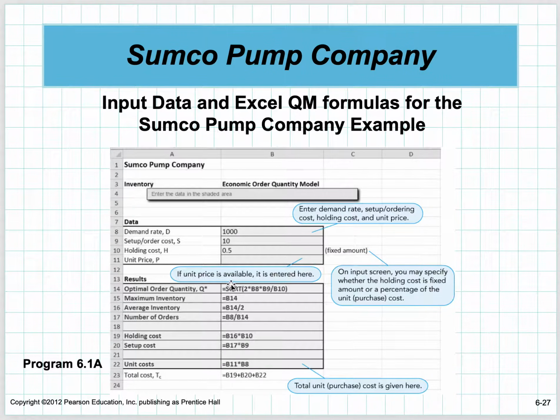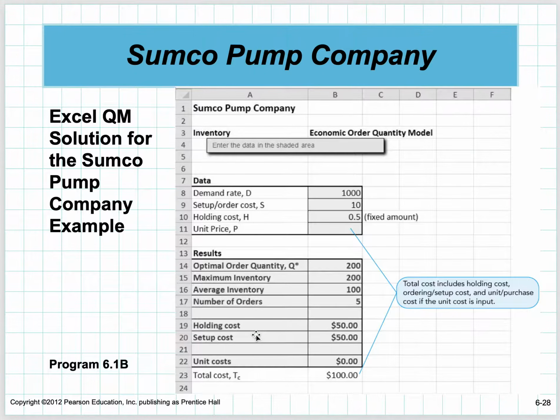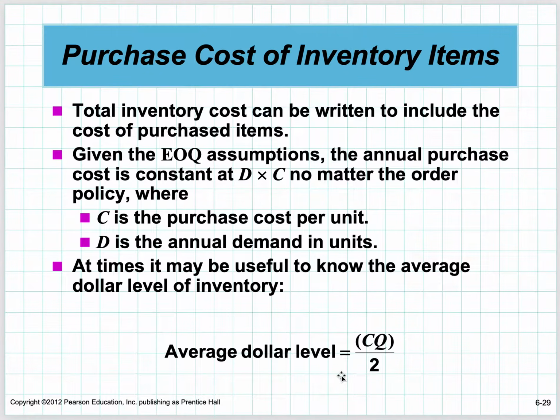You just have to make sure that if you want to convince yourself, which I don't believe anybody really wants to do, they just trust the system. So if you put the numbers in, demand rate 1,000, setup cost is 10, 50 cents for a holding cost. The optimal order quantity is 200. The maximum inventory is 200. The average is half that, or 100. 200 into 1,000, we place 5 orders per year. Both the holding costs and setup costs are equal. They're $50 each. We didn't put the unit cost in, so there's nothing there. So all we add up is the $50 and $50 and get $100 for the total cost.